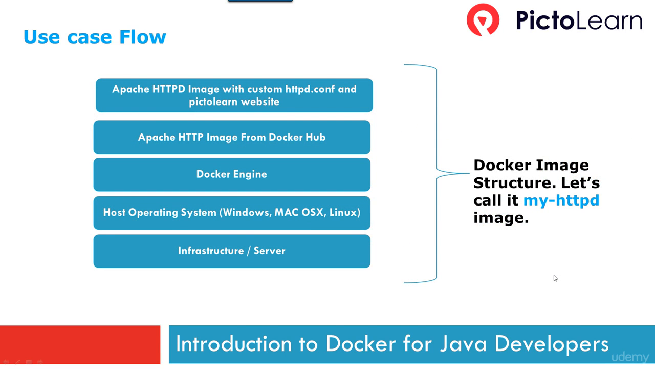Here is a more detailed stack of the image we are going to build. We have, as I said, the infrastructure, the operating system, the Docker engine, and on top of that we actually have the Apache HTTP image from DockerHub. I will get to it in a little bit. And then on top of that we have the Apache HTTPD image with custom httpd.conf and Pick-to-Learn website. Now this image is going to look like this, and we're going to call this image my HTTPD image.